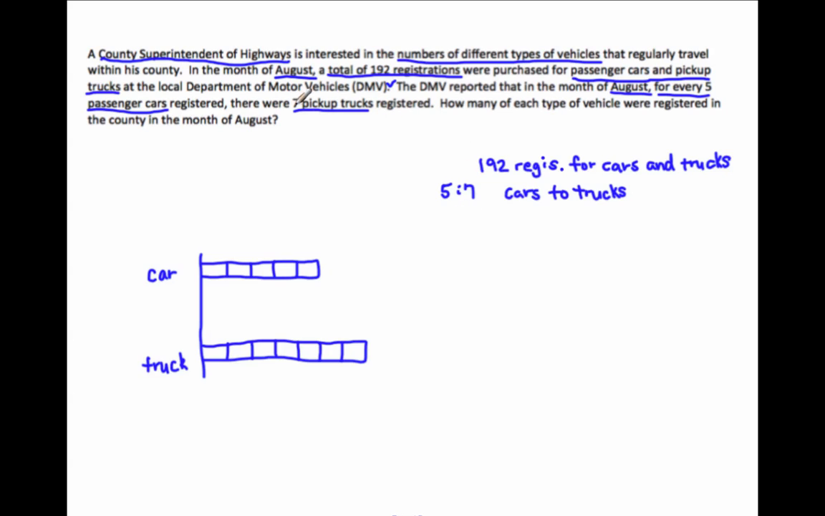All right, so the ratio is 5 to 7. I took care of the information in that sentence, and this is all in August. But now, look here, so I took care of this in my model. Now let's take care of this. Registrations. These are all the registrations that took place in August. So if cars and trucks are the registrations that 192 describes, then all of these 12 units right here, 5 here and 7 there, are going to be 192 registrations. To show the total quantity, 192 registrations, I'm going to draw a bracket that shows that both the car and the truck are included in this. So these are the registrations.